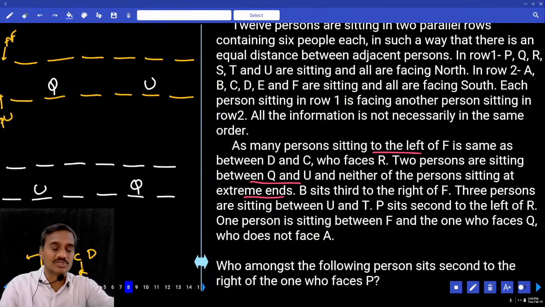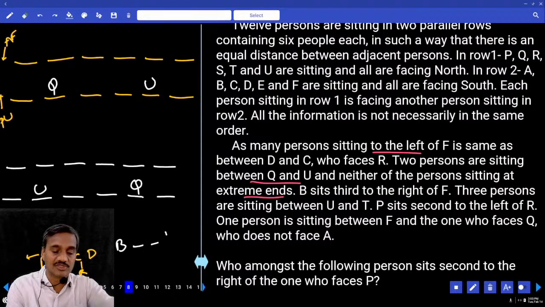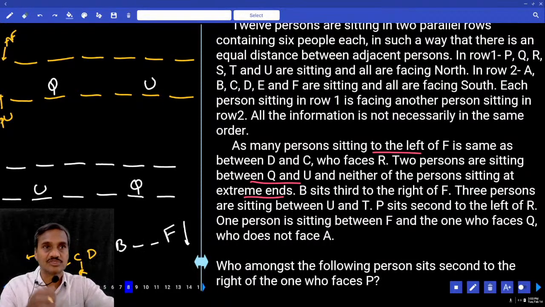And B sits to the right of F. Where is this B? B is seated to the right of F. Now B is here, F will be like this, south to the right, because these persons are facing south.